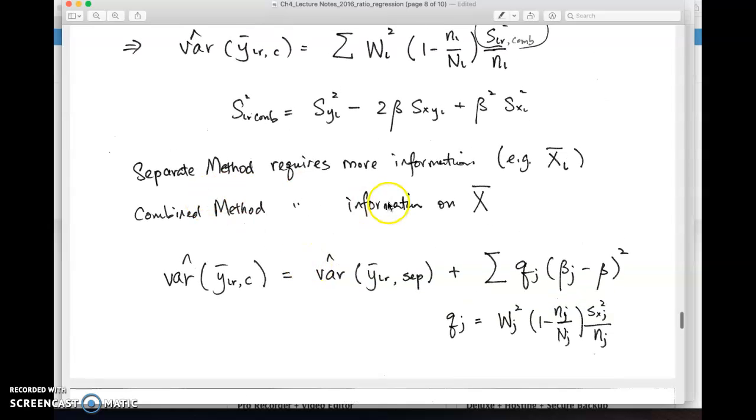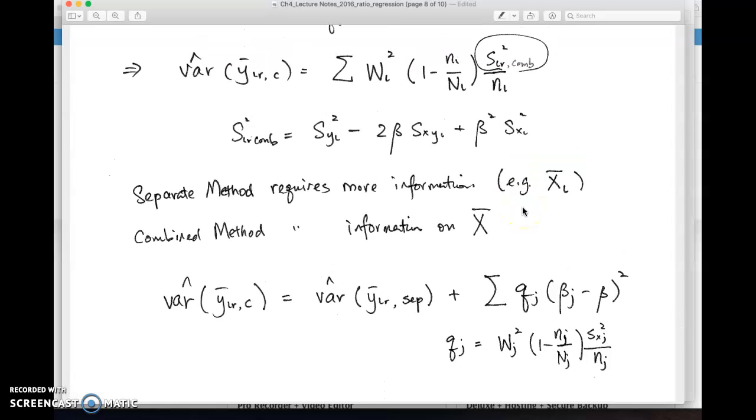For the separate method, we always require more information because we need a separate true value of x bar for each stratum. For the combined method, we need the information on the overall x bar. And for the separate method, we need to assume that each stratum's size is large enough, as well as the sample size of each stratum, and each of the betas could be quite different. Whereas under the combined method, if we assume the betas are quite similar to each other, then we can apply the combined method.